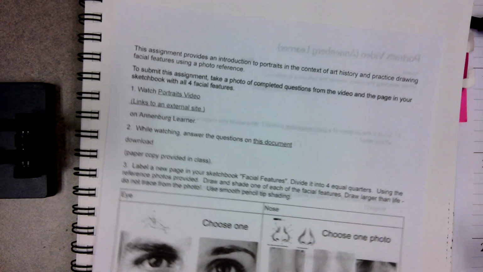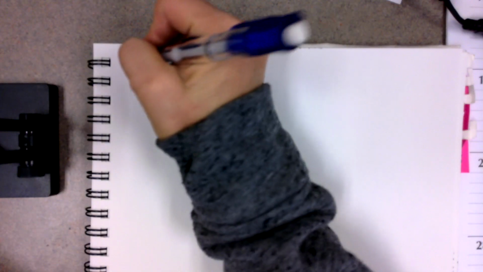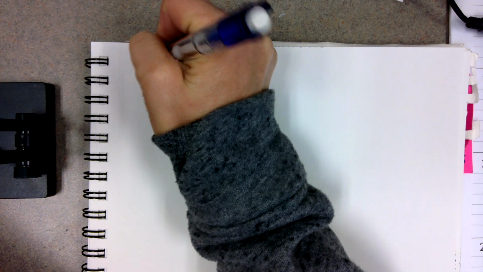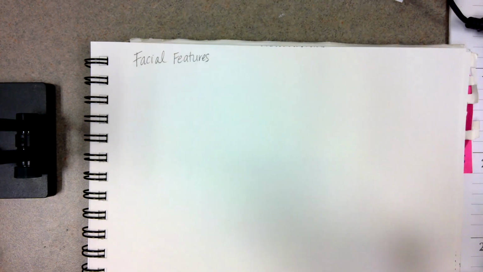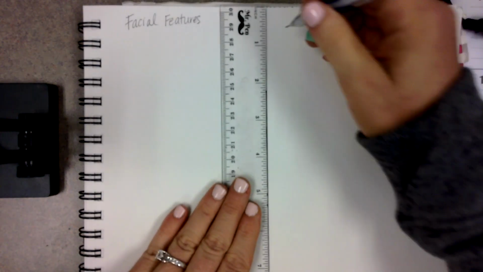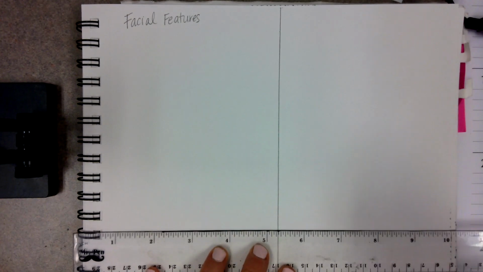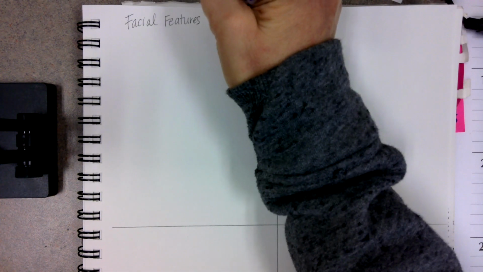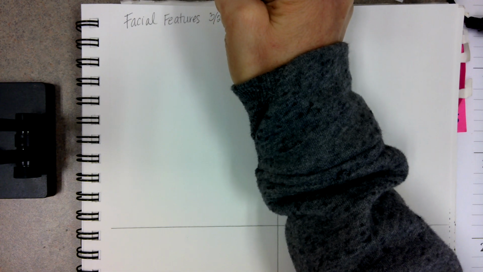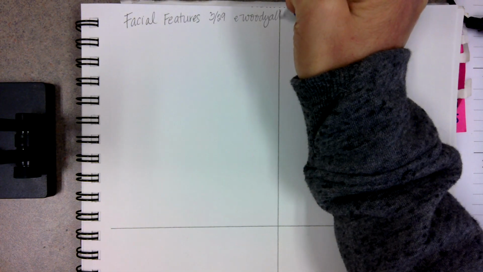Then the next thing you're going to do is this drawing of facial features. You're going to start on a new page in your sketchbook. Go ahead and label it facial features. The assignment asks that you divide your page up into quarters. The way I want you to do this is to divide it in half up and down, and then in half side to side. It's always a good idea to write the date. And then, of course, you are going to sign it or put your artist's signature on there.